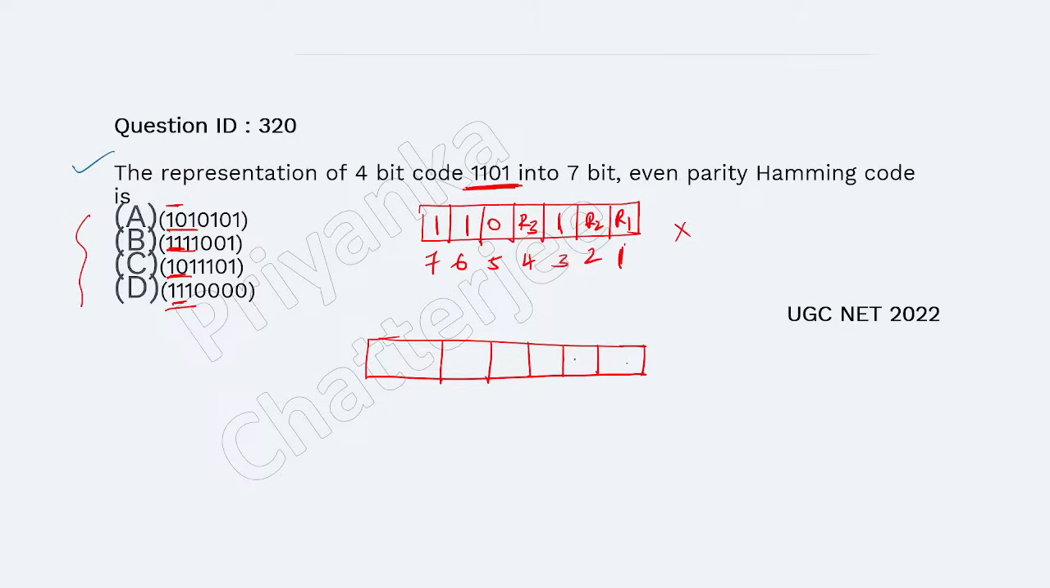They are creating 1 2 3 4 5 6 7. They are creating confusion in this way. 1 2 3 4 5 6 7. In this way you are writing. Then what will it be?